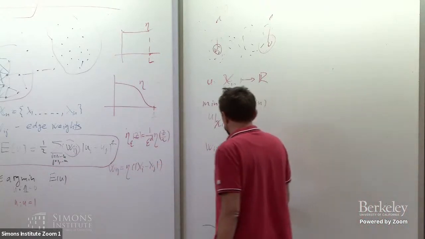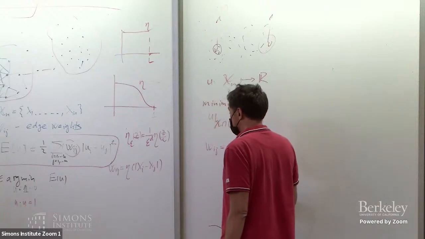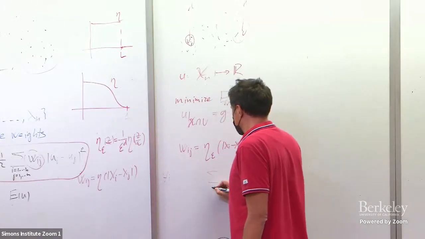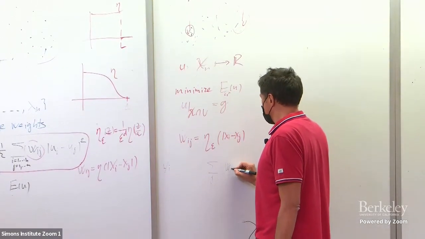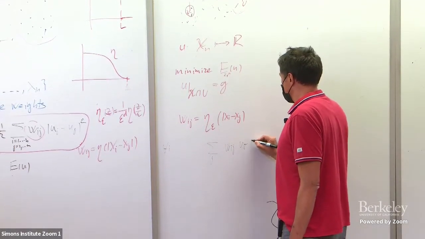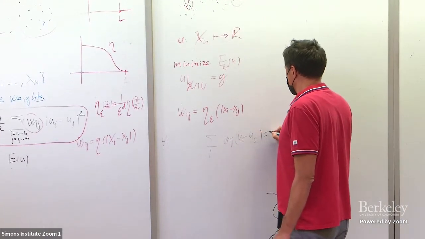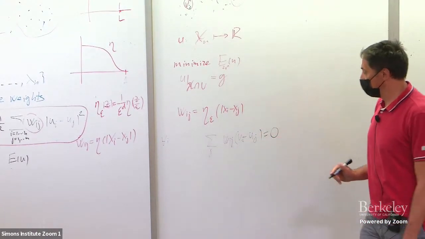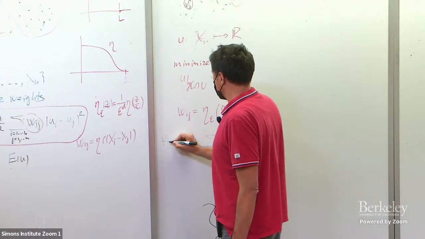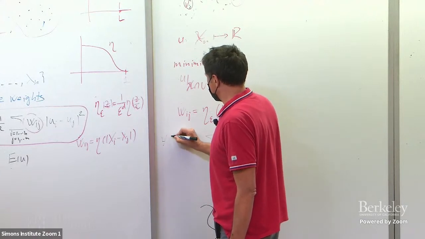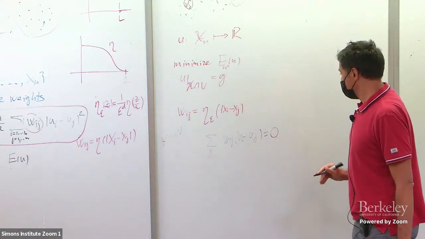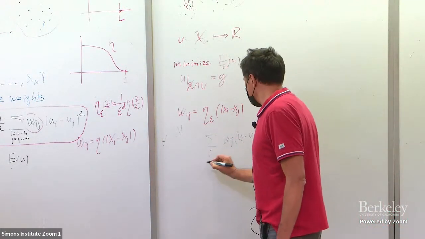And if I do that, what I will obtain as the first order condition is that for every i, the sum over j of W_ij times (U_i minus U_j) is going to be equal to 0. And this would be for every i, again, with xi not lying in U.